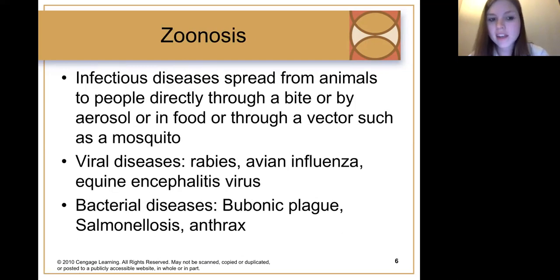So again, zoonosis or zoonotic disease are infectious diseases that spread from animals to people directly through a bite or aerosol, or if the animal sneezes on you or something like that, or in food, or through a vector such as a mosquito. So again, just make sure that you know a little bit of the difference between zoonotic disease and an epidemic.